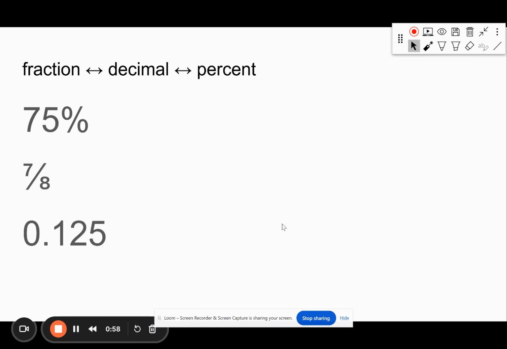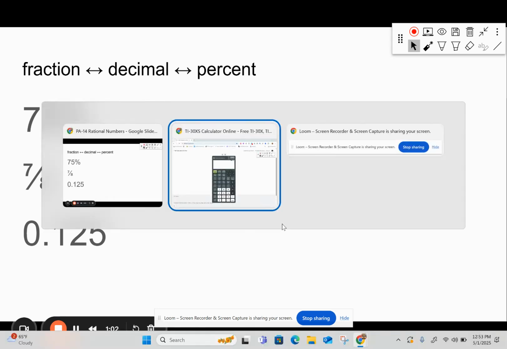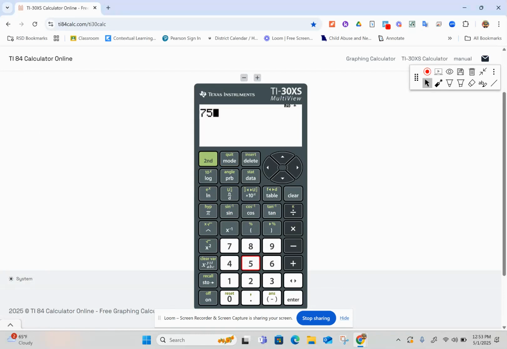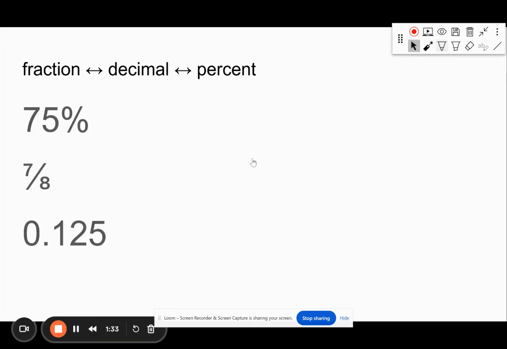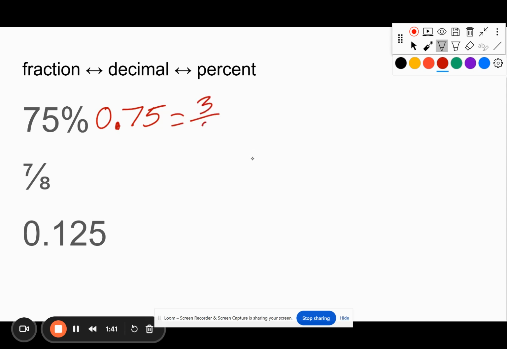So here I got three different: a percent, a fraction, and a decimal. All I'm going to do is go to the calculator, type in 75. I'm going to hit percent. I'm going to hit enter. It's going to change it right to a decimal. Second, fraction to decimal or decimal to fraction. Hit enter. I'm going to get 3/4. So 0.75 and 3/4, not 3/5. These are all equivalent. They're all just different representations of the same number.